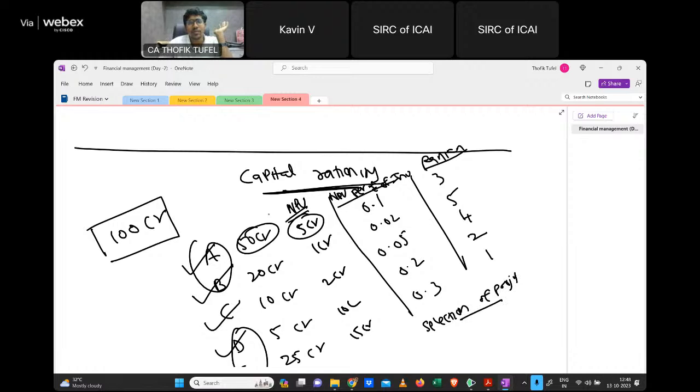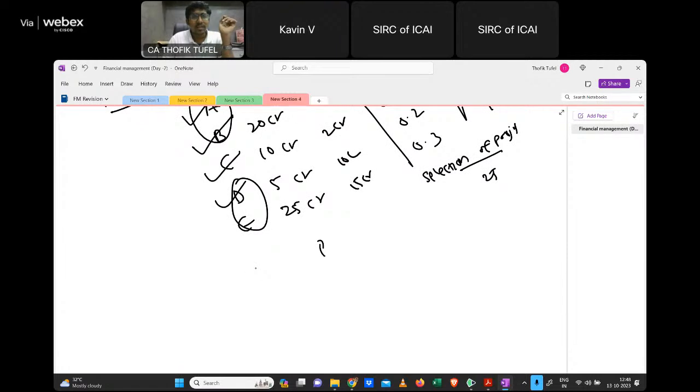So first project, you took 25 crore rupees. Then you do cumulative till 100 crores you can put. Till 100 crores, wherever it is stopping, you just stop it. Likewise, you have to solve a problem. Now here, two things are possible. If the question is giving that projects are divisible or projects are indivisible. Now what is this part? Divisible and indivisible.